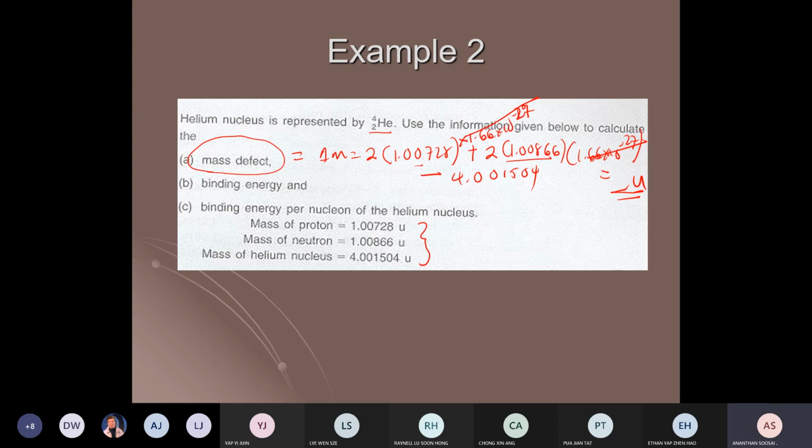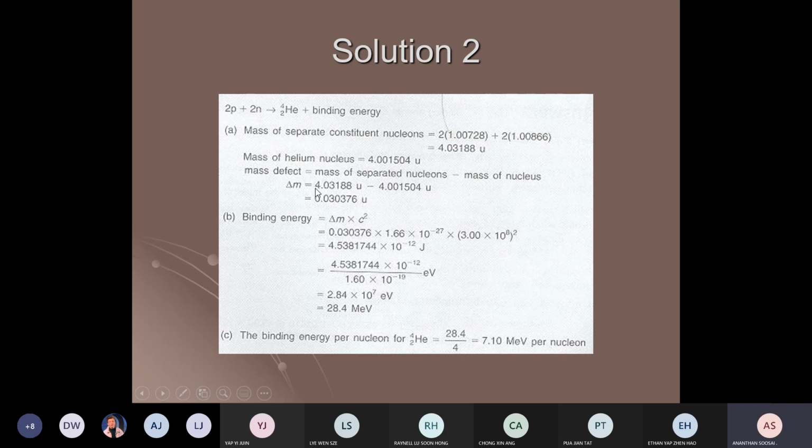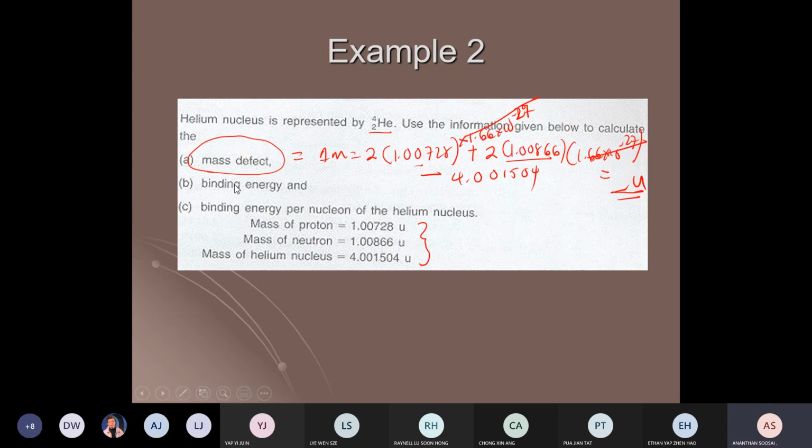So that's the first answer, right? Mass defect. The total mass of the 4 nucleons added up is found to be 4.031188. So the nucleons minus the nucleus gives you the mass defect in terms of U. Right? Okay, next. Find binding energy.